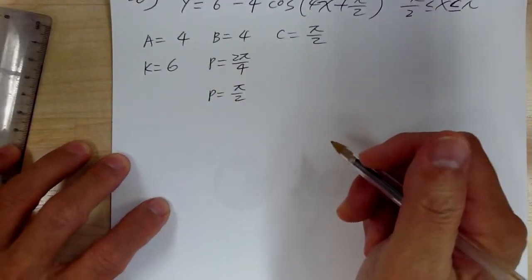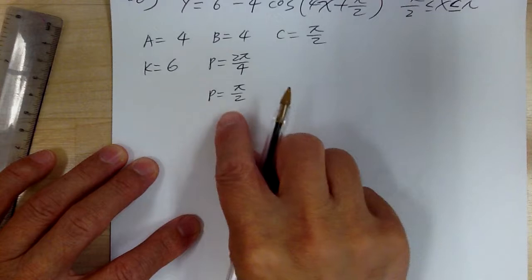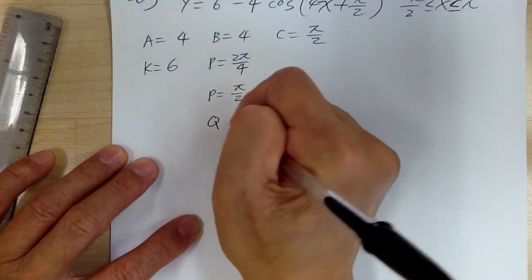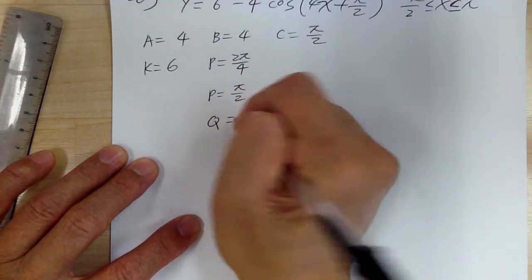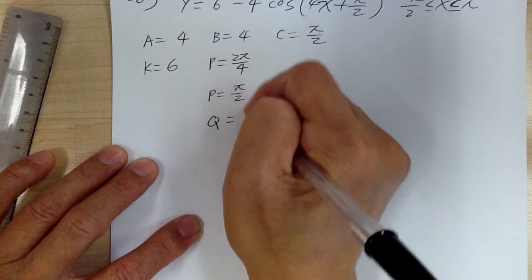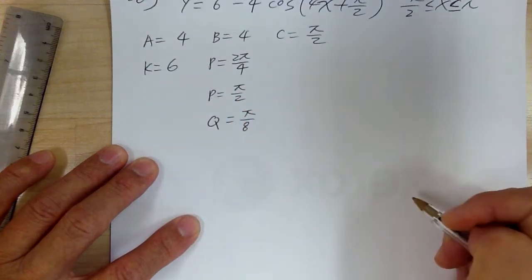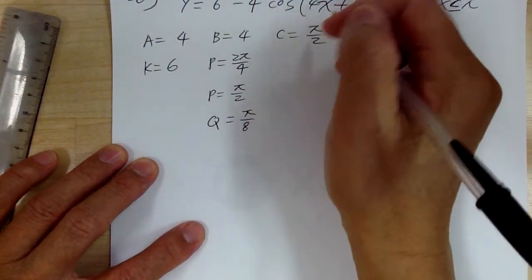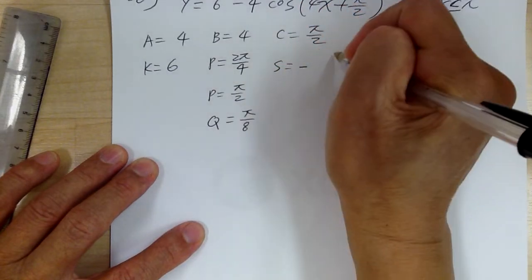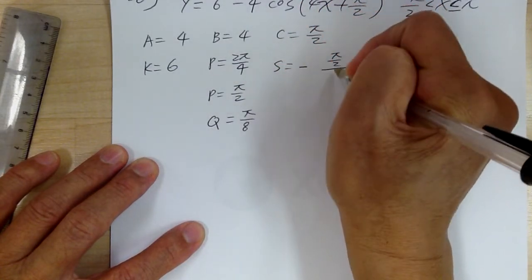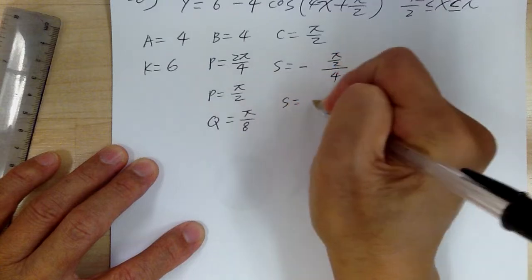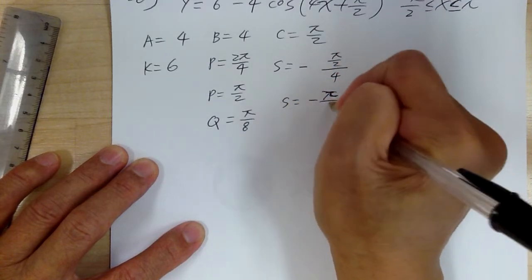Then after that, you need to go and figure out the Q. So Q is equal to 1/4 of that, so it will be pi over 8. Okay, now let's go and do the S. So S equal to negative C over B. So S equal to -pi over 8.